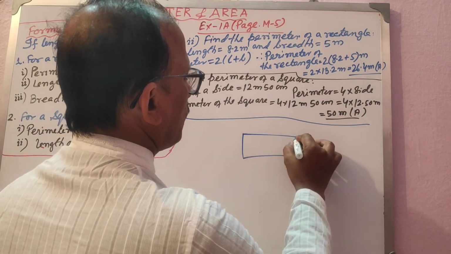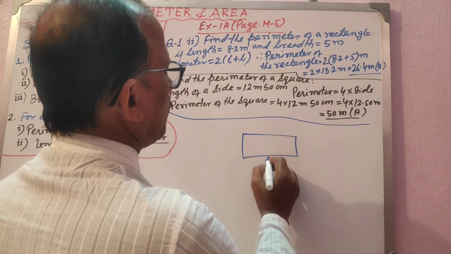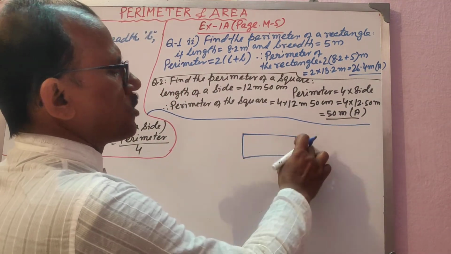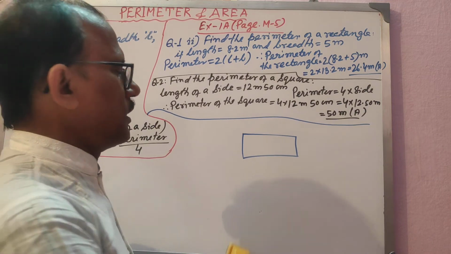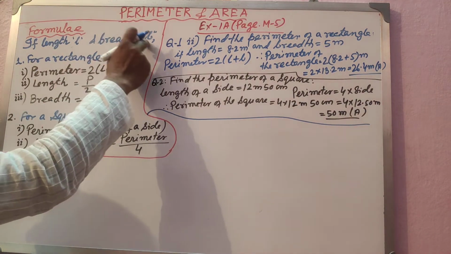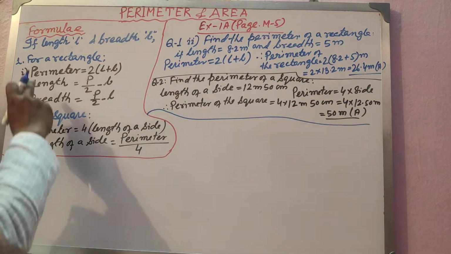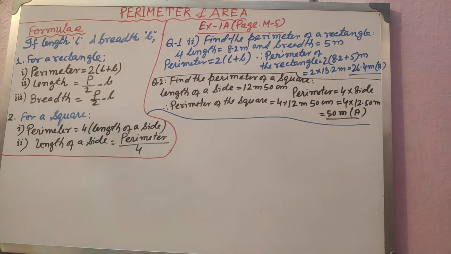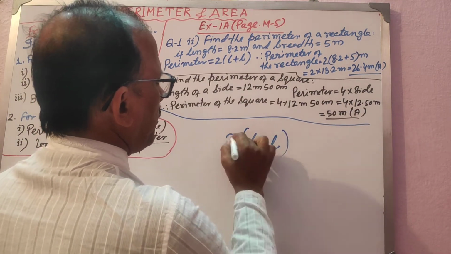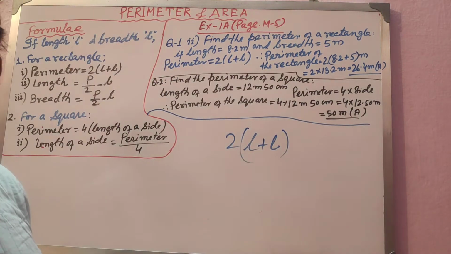Rectangle means all the four sides. See, a rectangle has two opposite sides equal. So 2 times length, 2 times breadth. If you add it, you will find the perimeter. So the perimeter of a rectangle, if the length is L and breadth is B, will be 2 into length plus breadth. The sum of length plus breadth multiplied by 2 will be the perimeter of a rectangle.